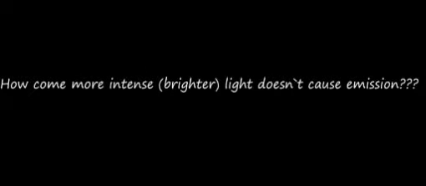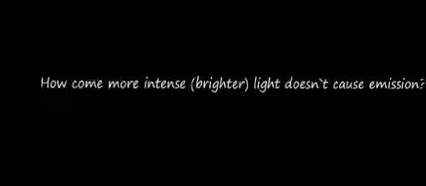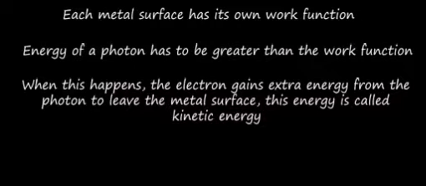How come a more intense or brighter light, such as red light, does not cause emission of an electron? For an electron to be emitted, the energy of light has to be greater than the minimum energy required to emit an electron. This minimum energy is what we call the work function. Each metal surface has its own specific work function.